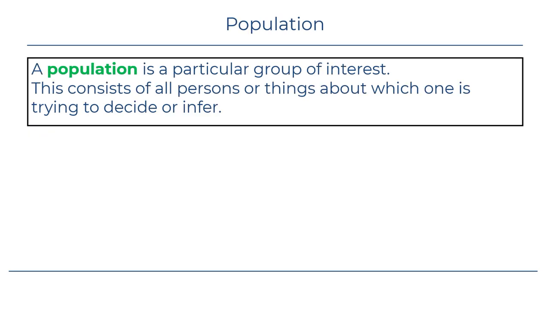We're going to begin by taking a look at some terminology. The population is a particular group of interest, which consists of all persons or things about which one is trying to decide or infer. So it's really the group of people or things that you are studying.